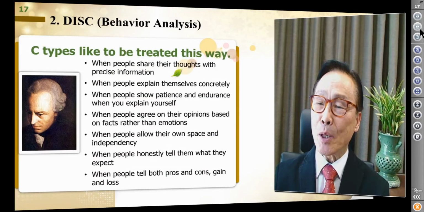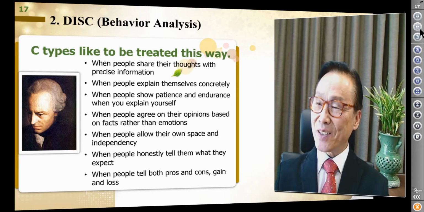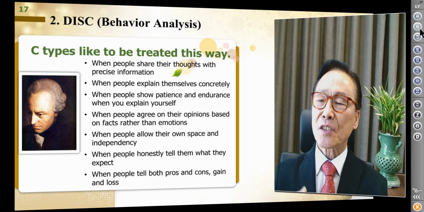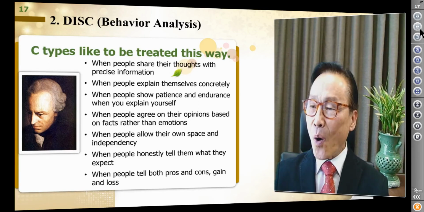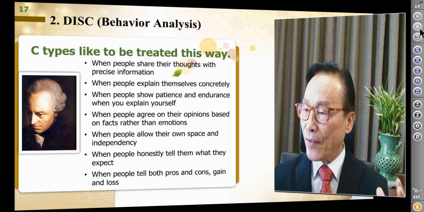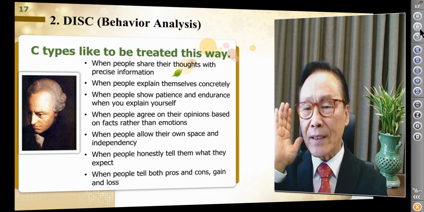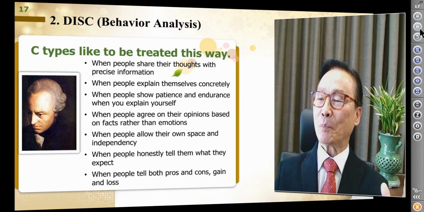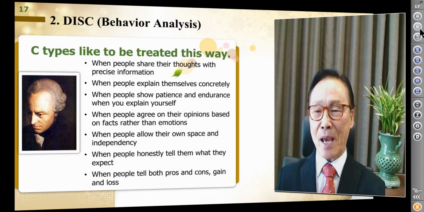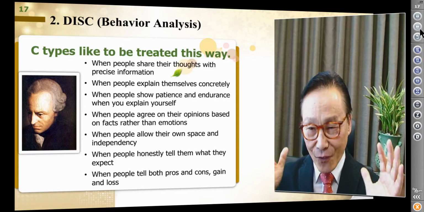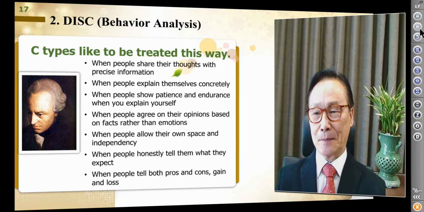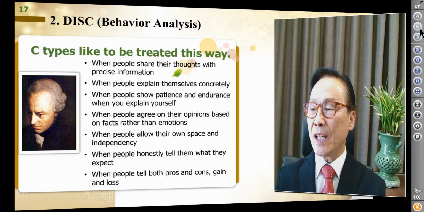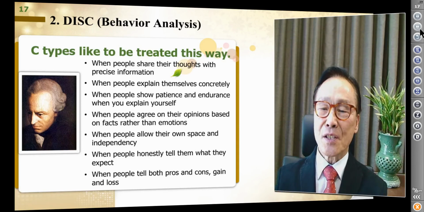How do C-type people like to be treated? C-type people like to receive accurate information for understanding things. They also like others to patiently listen when they attempt to explain things. They like it when people agree with their opinion, based on fact rather than feelings. They are independent people and like to be given their own space.